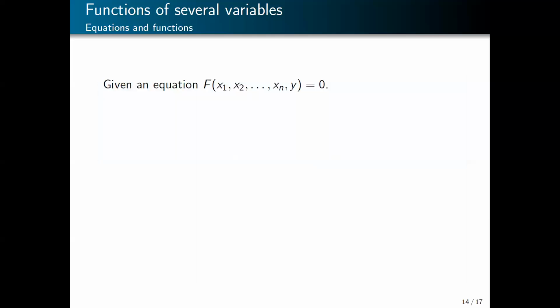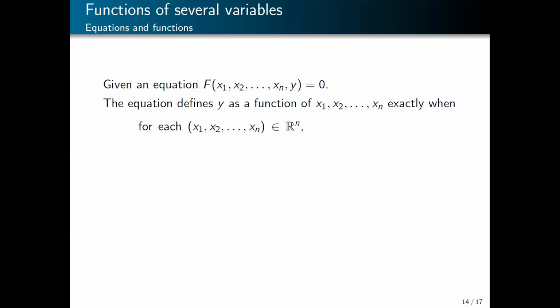As a final remark, we note that not all equations which involve the variables x1, x2, up to xn, and y define y as a function of x1, x2, up to xn. Such an equation defines y as a function of the other variables exactly when the following condition holds. For each n-tuple (x1, x2, up to xn) in R^n, there is at most one real number y, such that the (n plus 1)-tuple (x1, x2, up to xn, y) satisfies the equation.